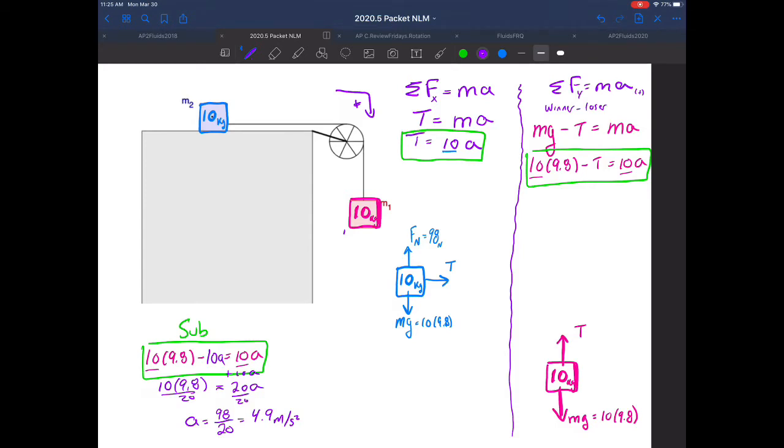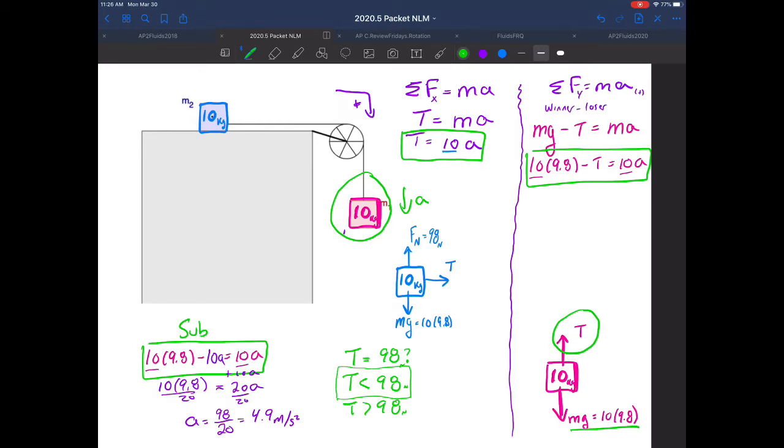Now I want you to think about, what is this value of T? Is T equal to 98? Is T less than 98? Or is T greater than 98? If this 10 is accelerating downward, that means the downward force must be larger than the upward force. 98 must be larger than tension, right here.